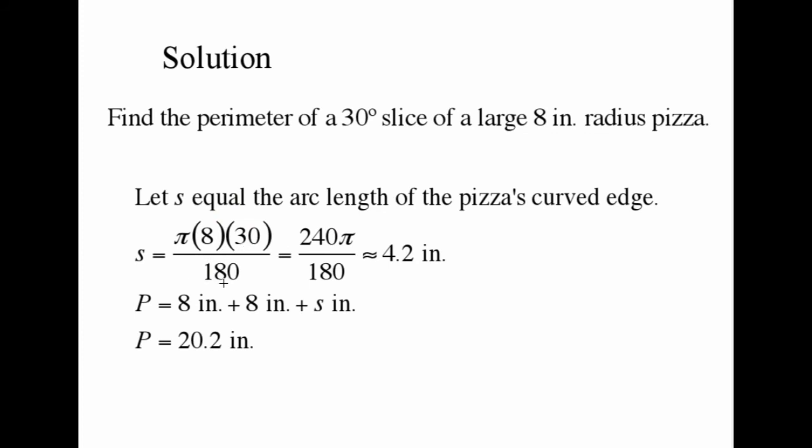So let S equal the arc length of the pizza's curved edge. We have degrees, so we're going to use our degree arc length formula. So S equals pi times 8, the radius, times 30, the angle measure, all over 180. So we get 240 pi over 180, which is approximately 4.2 inches, and we'll go ahead and convert this to a decimal approximation. We could leave this in terms of pi. So P equals 8 inches plus 8 inches plus whatever our arc length is, which we just found to be 4.2. So the perimeter of that piece of pizza is 20.2 inches.